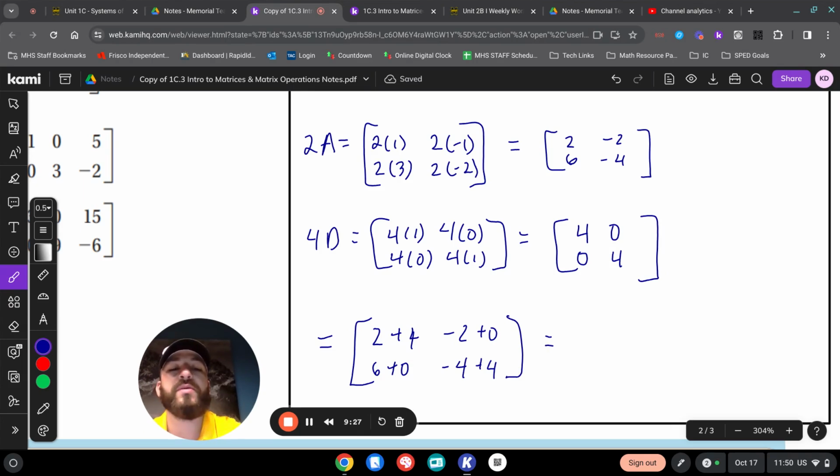And that would, of course, equal the new matrix. 2 plus 4 is 6. Negative 2 plus 0 is negative 2. 6 plus 0 is 6. Negative 4 plus 4 is 0. And so we get that simplified matrix.